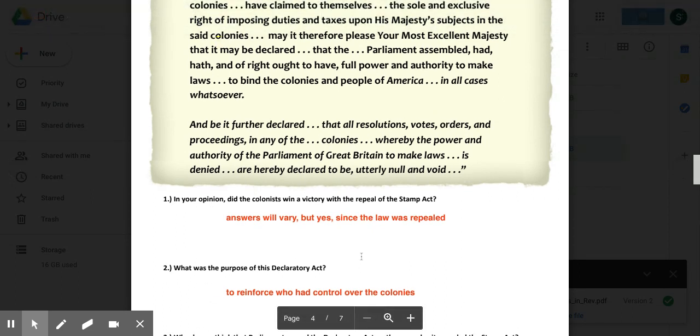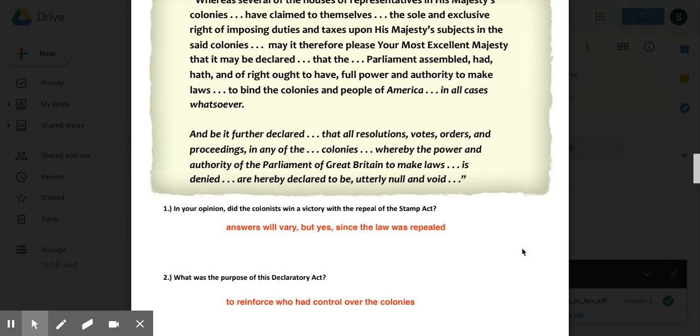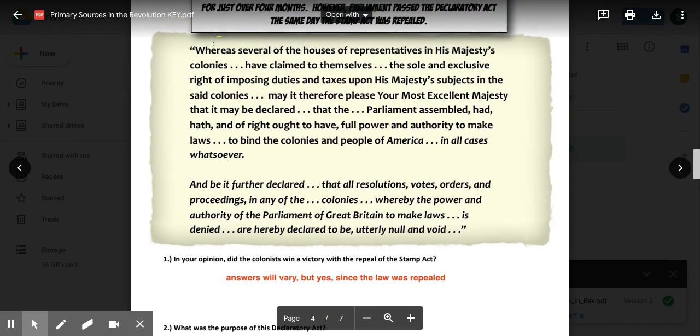And that leads us to number 2. What was the purpose of the Declaratory Act? Well, it says the purpose of it was to reinforce who had control over the colonies, which was the British. It was so the British could reinforce to the colonists, hey, we have complete control. So let's take a look at this. How did we figure this out? So take a look at this bottom.